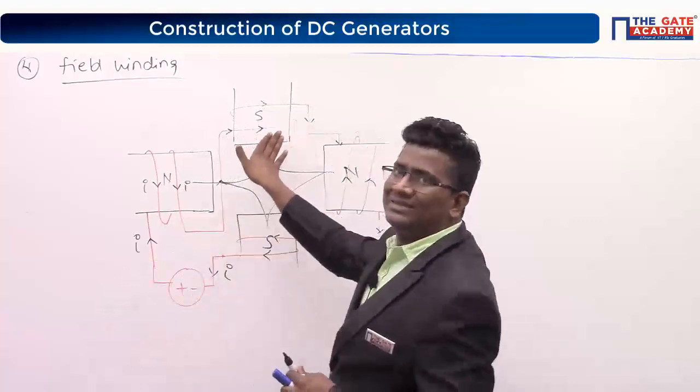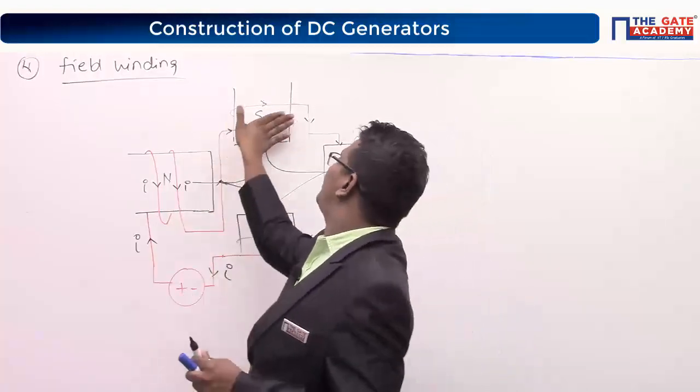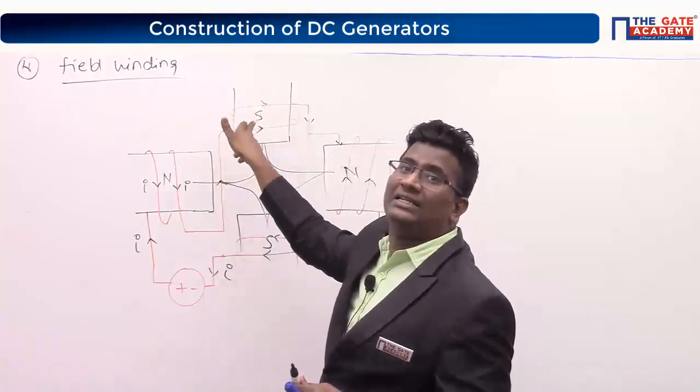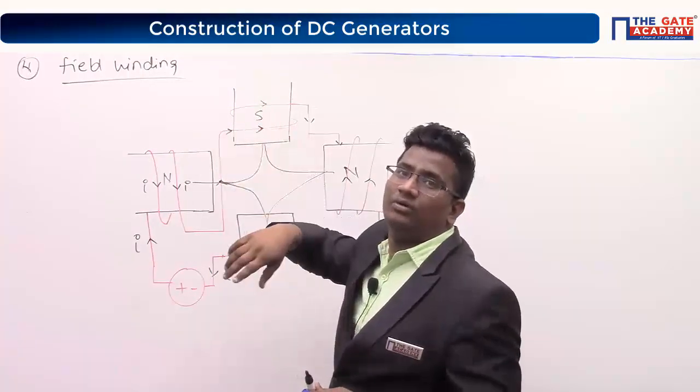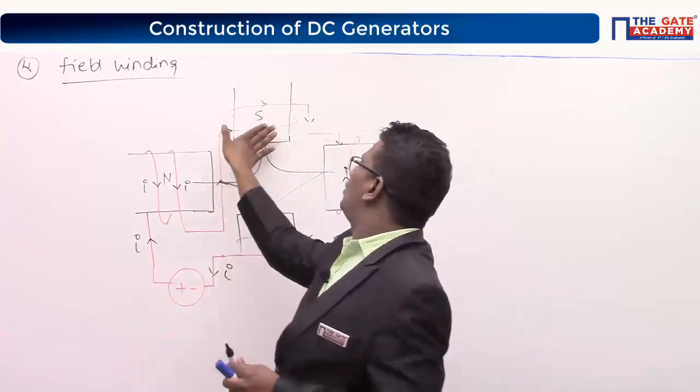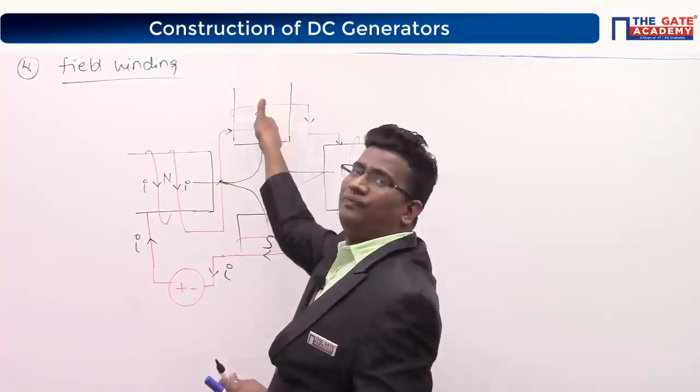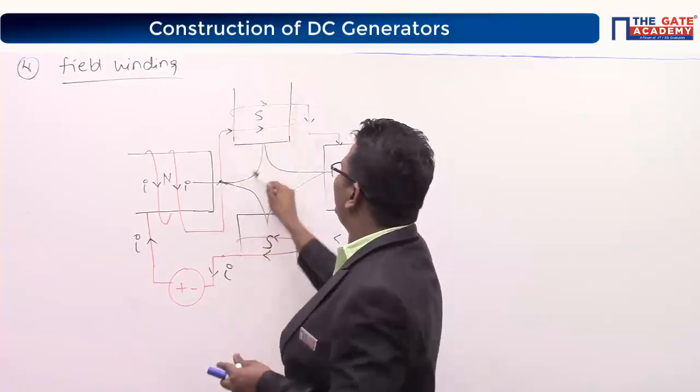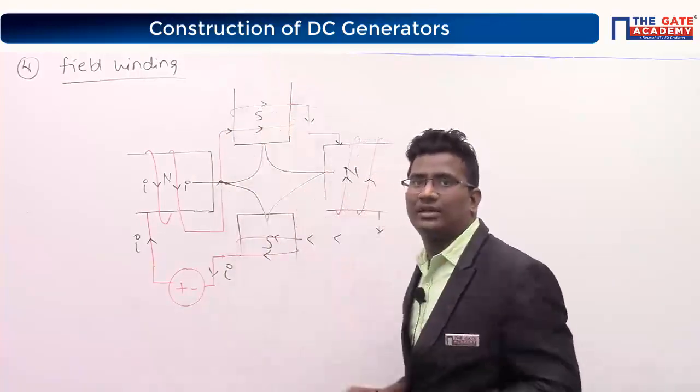So definitely I need to excite it. But how should I excite it? In this particular direction. Suppose the sense of winding is changed, then it will act like a north pole. Correct or not? Therefore, the sense of winding should be like this, so the flux direction is like this, and therefore it will take the flux. I hope it is clear.